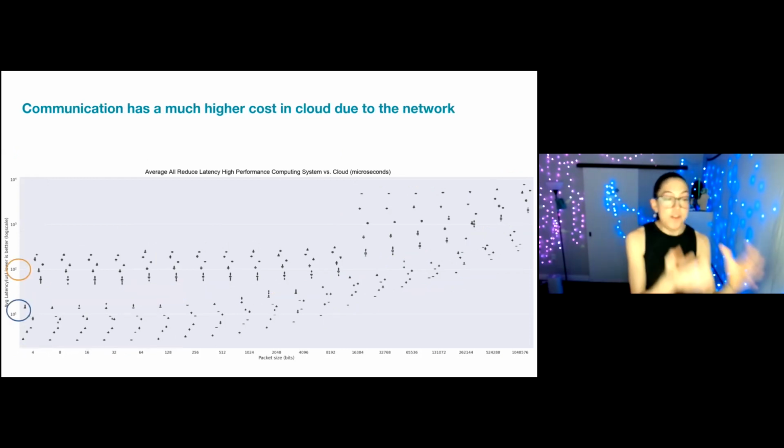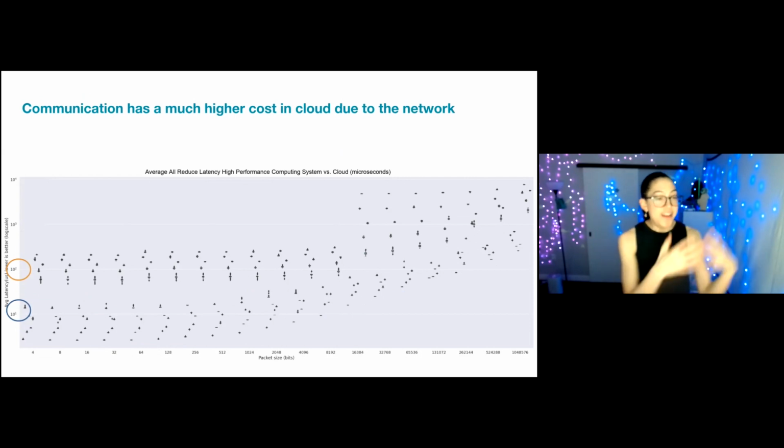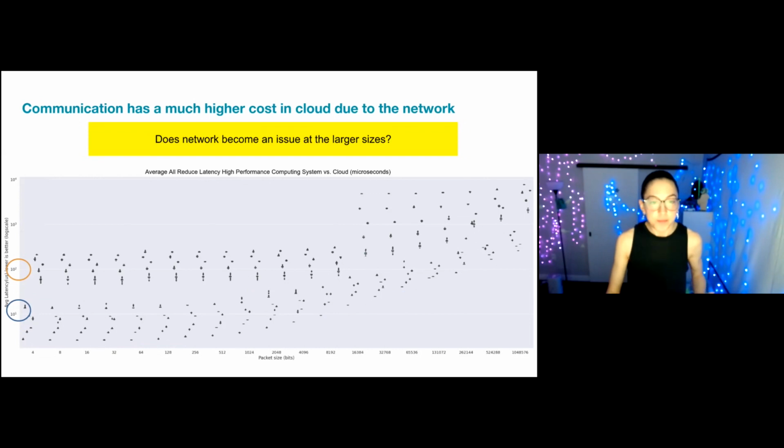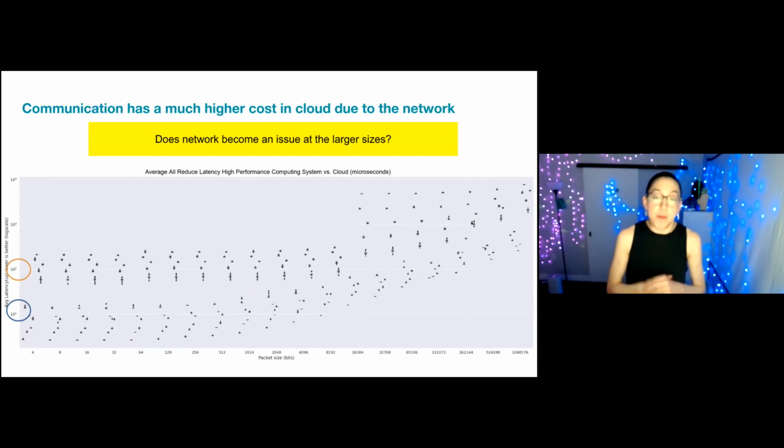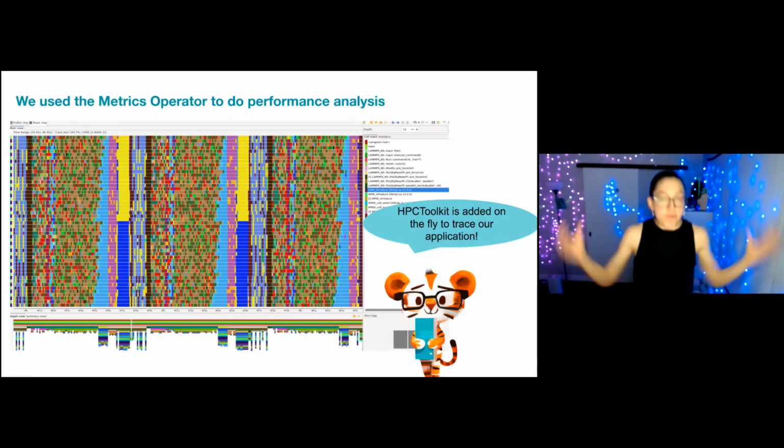And look at the difference in units. I just want to point out, these are sort of in the tens versus over 100. So there is a very large difference. So we do suspect that network is still becoming an issue at these larger sizes. So how could we further look at this?